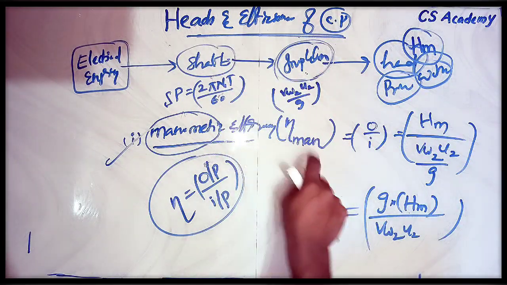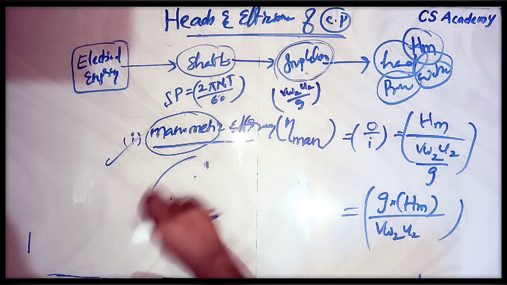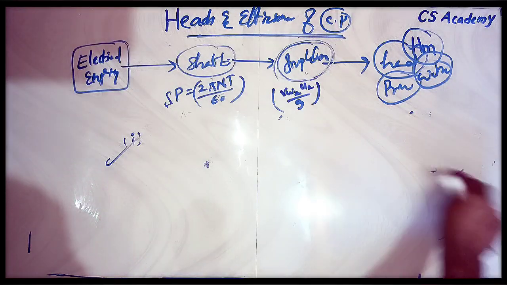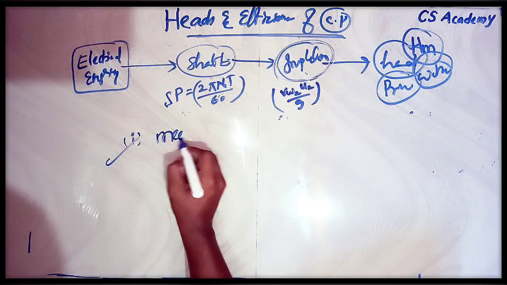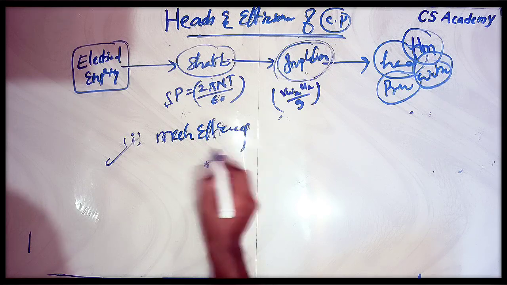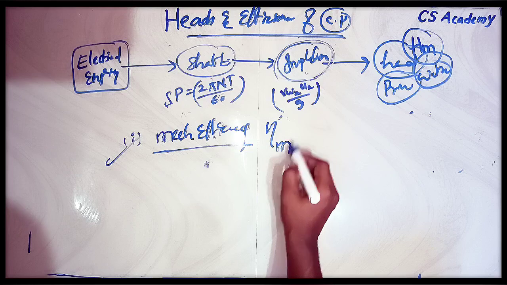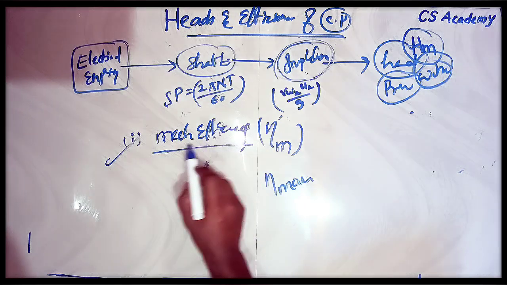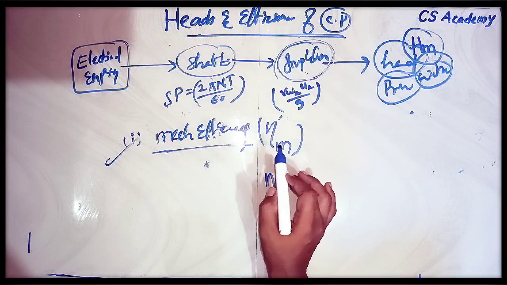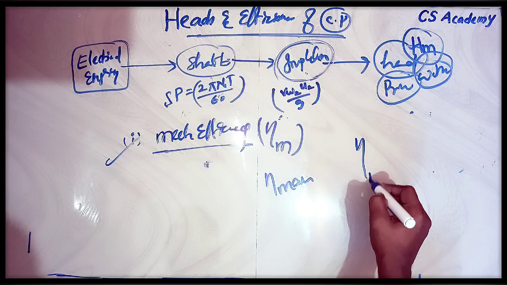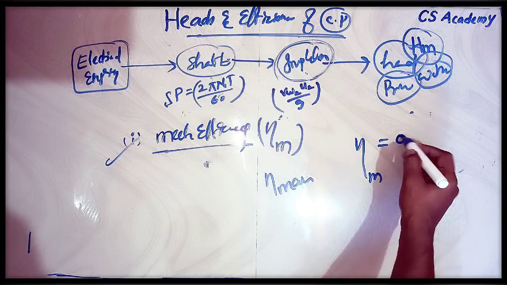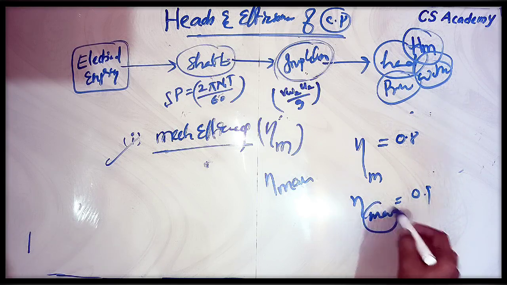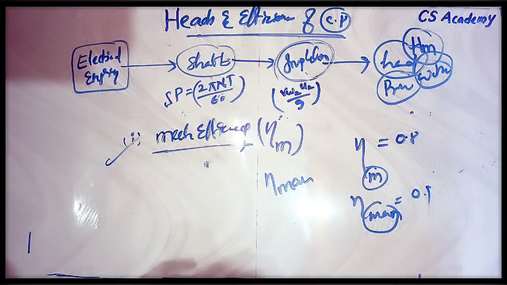This is the first one, the manometric efficiency, and the second one is the mechanical efficiency. Listen carefully. We will denote mechanical efficiency with M. As manometric efficiency is denoted with man, here mechanical efficiency is efficiency M. Don't confuse. In the questions they will give it directly, like efficiency man is 0.9. Man means manometric efficiency, and M means mechanical efficiency. Don't get confused here.